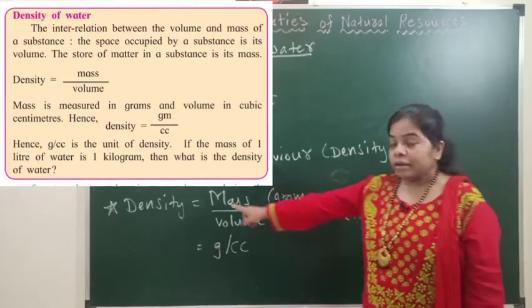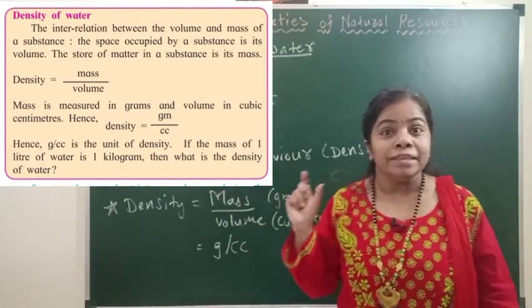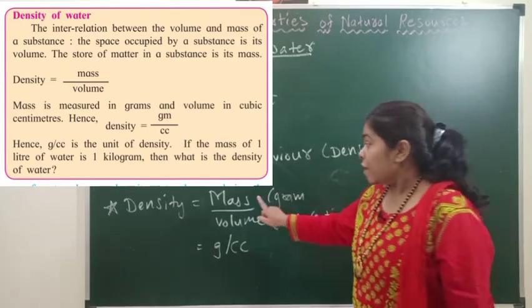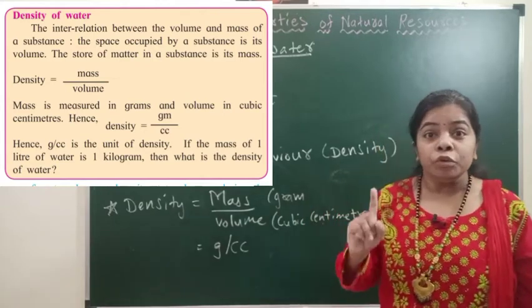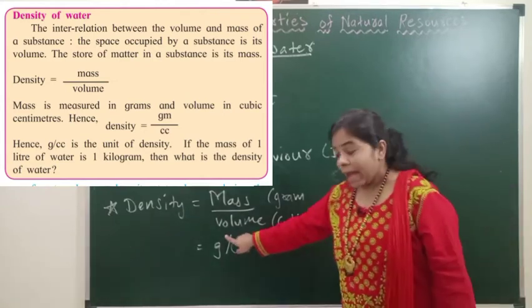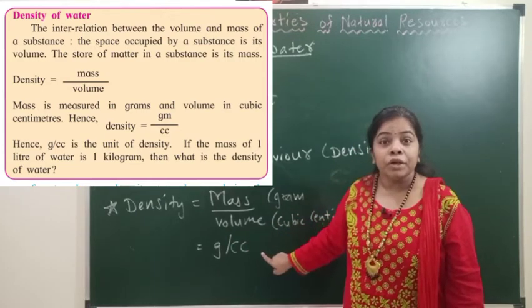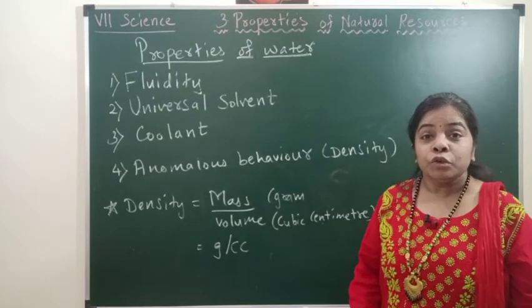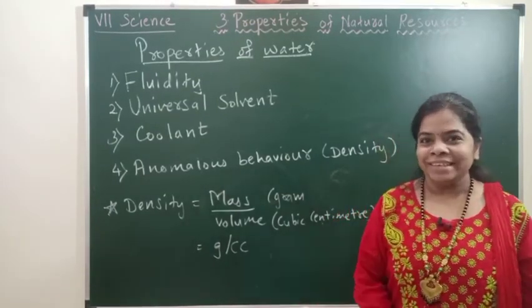So the unit of density, just as the unit of length is meter, centimeter, and the unit of mass is gram, kilogram, in the same way the unit of density will be gram per cc, gram per cubic centimeter. Okay, so children, this is how we are getting the unit of density.